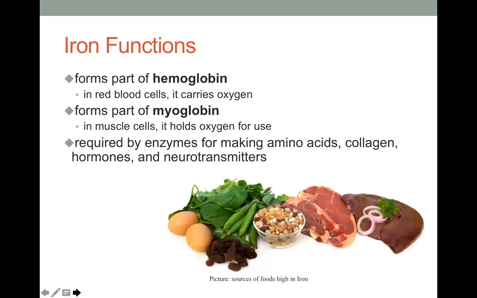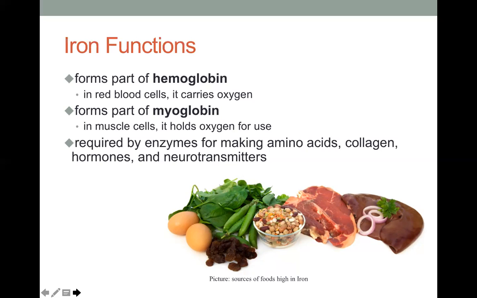So iron is our first trace mineral. And iron is a mineral so important to us that we absolutely cannot live without it. Iron is important for hemoglobin, and hemoglobin carries oxygen as part of our red blood cells. And because of this, it's able to deliver oxygen to our brain, our nervous system, every single cell in the human body, so that we can use that oxygen, breathe, etc.